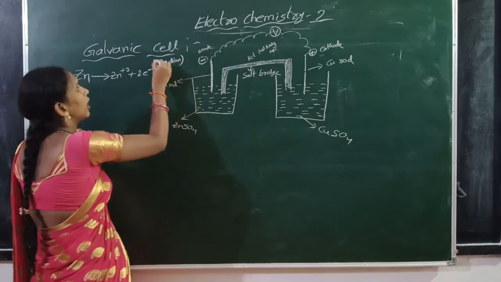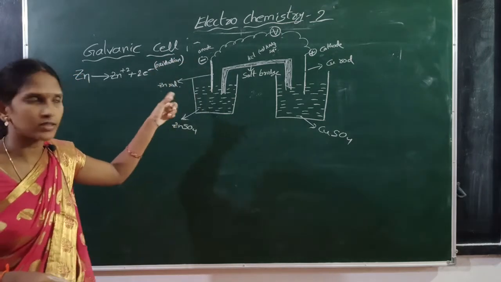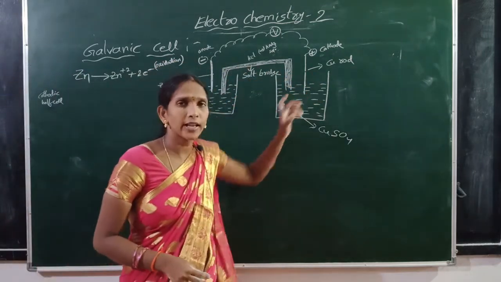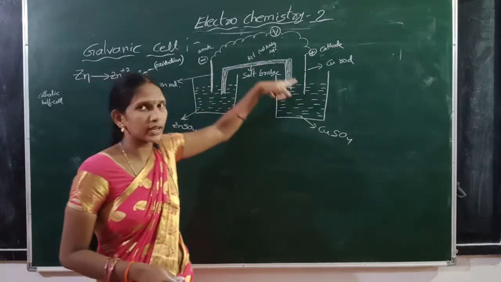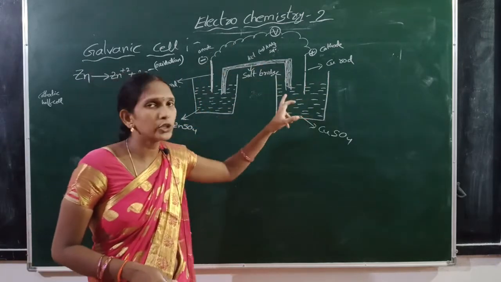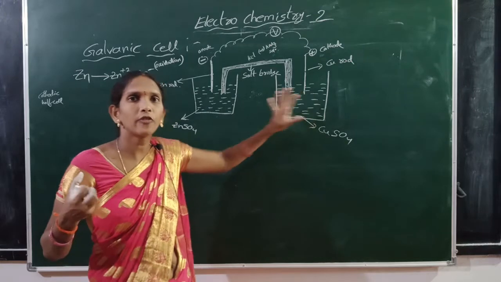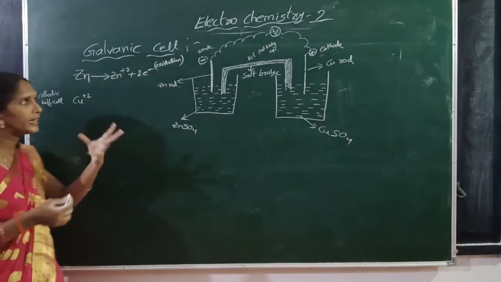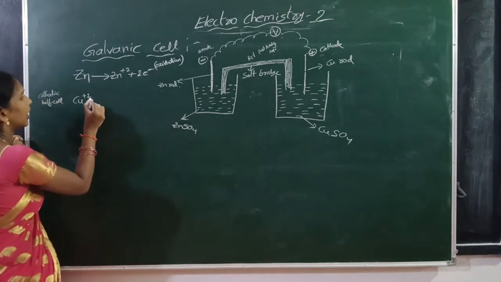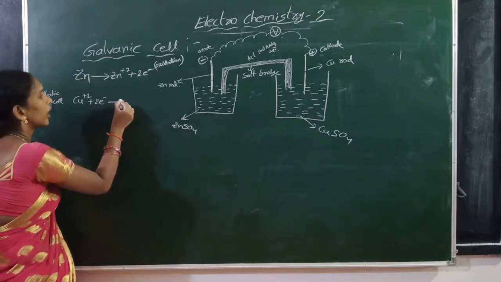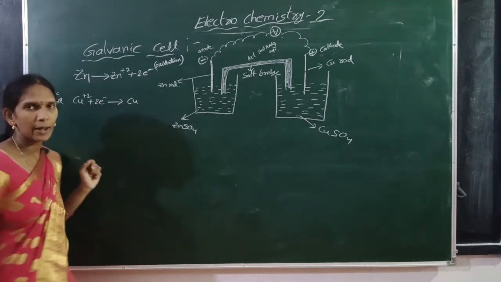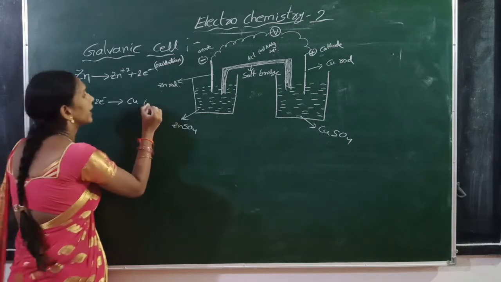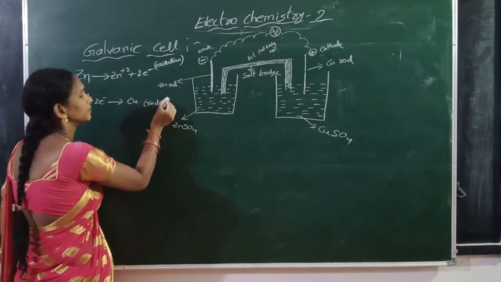Oxidation means loss of electrons. Next, the copper ion gains these 2 electrons, then it is reduced. Reduction means gain of electrons. That means Cu2+ gains these 2 electrons to form Cu, copper. Here reduction takes place.